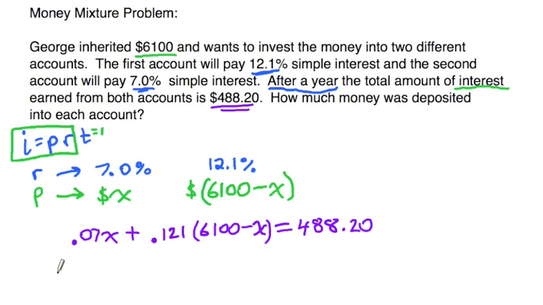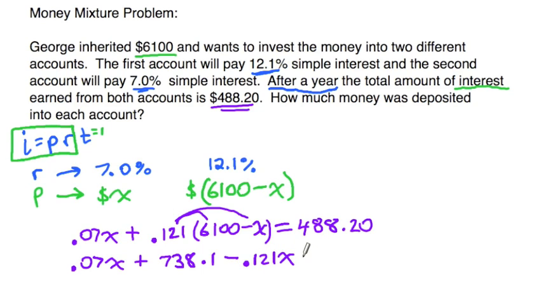So a couple little calculations we need to do. 0.121 times 6,100. So the first one we just copied down, 0.07x, plus the product of those two comes up to 738.1. And then obviously the product of these two is going to be a negative 0.121x. And this is going to equal 488.20.